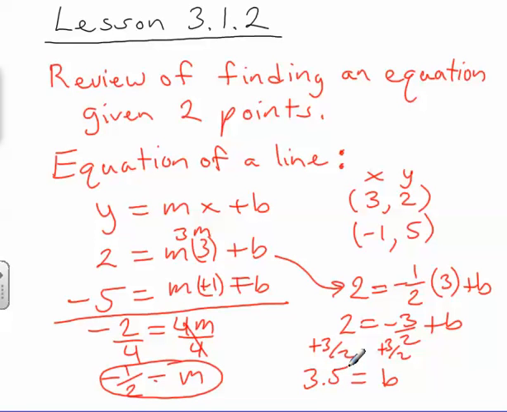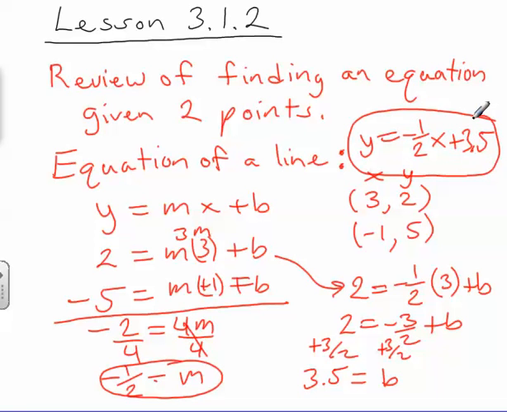3.5 is my b. So now I know b, I know m, and I can find the equation of the line. So the equation of the line will be y equals -1/2 for m, x plus 3.5, and there's the equation. Okay, so this is kind of an easy review of what we're going to do next.